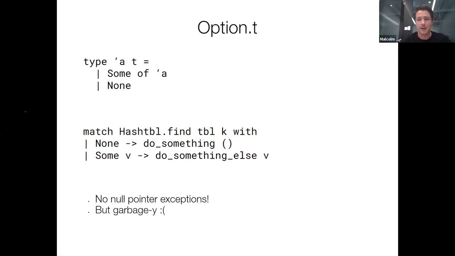But the thing is, this is garbagey. This is going to allocate. In the none case, this is actually just an immediate. It's a variant without any data attached to it. But if we have this constructor here, this variant with the data attached to it, that's going to be a boxed value. So even if it's some int, the int itself is going to be boxed. We're going to have a pointer to a struct that contains the int.